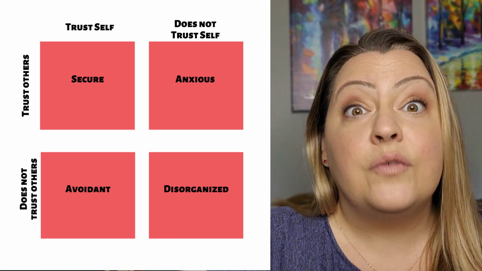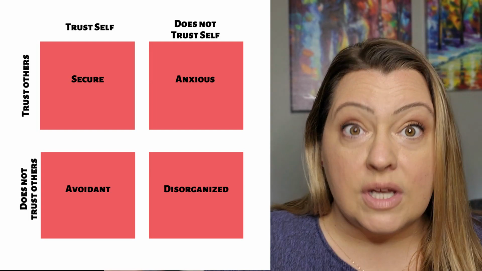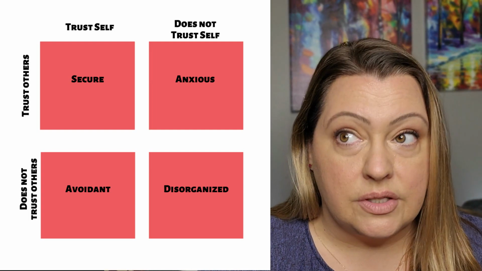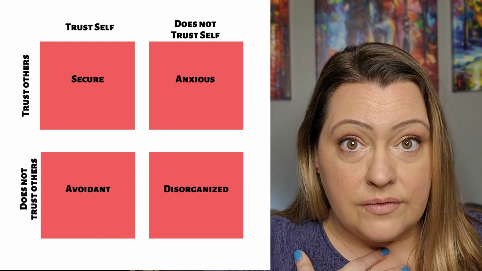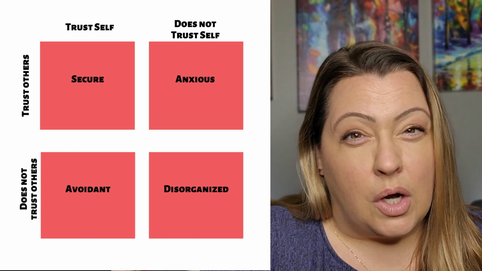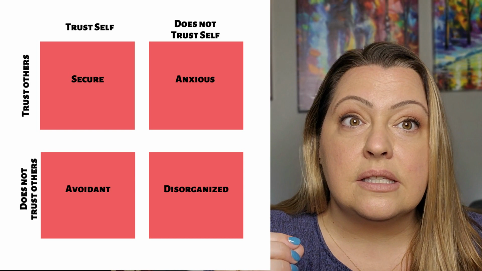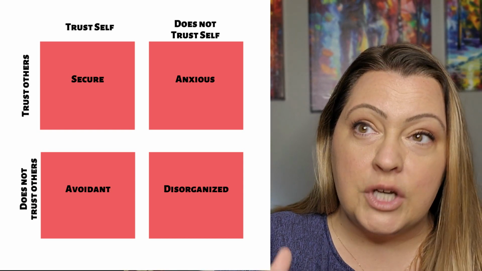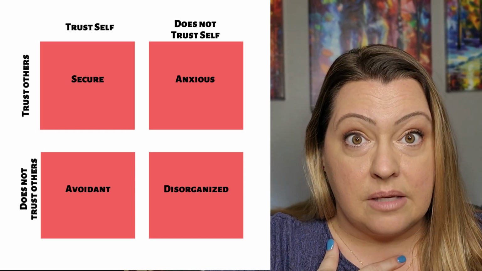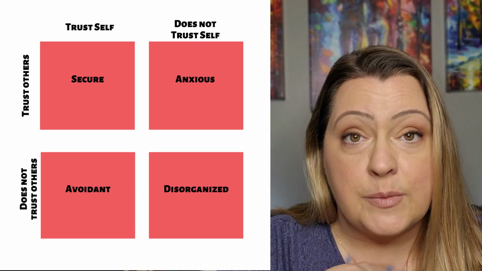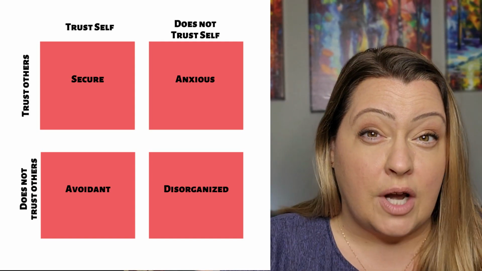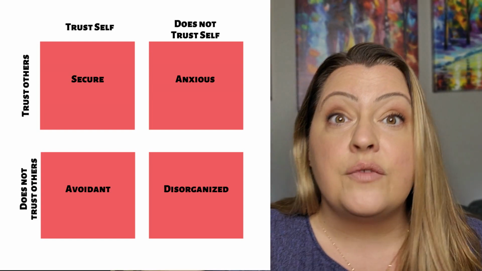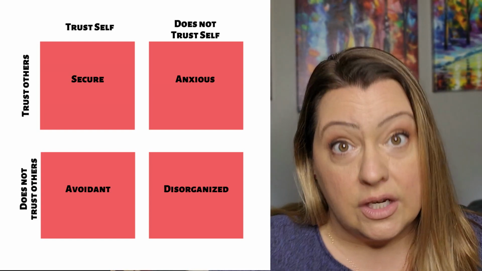So for instance, an avoidant attachment style trusts self but has very low trust in others. An anxious attachment style trusts others but has very low trust in themselves. A disorganized attachment style, which is also called anxious avoidant, is no trust in either, which leads to personally some mixed messages for the person who has that attachment style, and also confusing messages for those they're trying to be in relationship with. And then you've got secure, which is trust in self and trust in others.